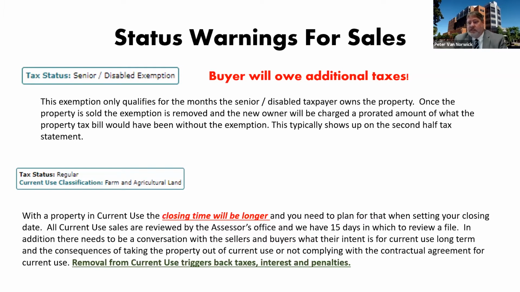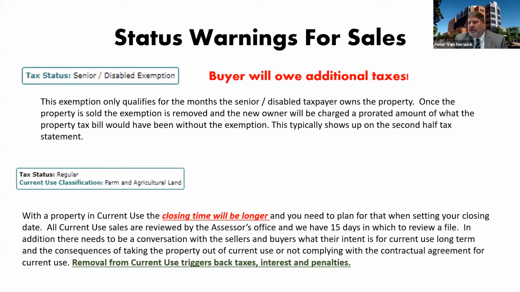And a lot of times that catches a lot of people off guard because they went in, they said, oh, I thought the taxes were $800, but in reality they were $3,200. And so that is always something that you want to be aware of if you look and you say it's senior and disabled exemption.